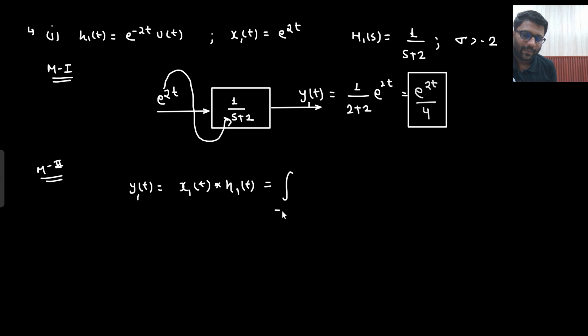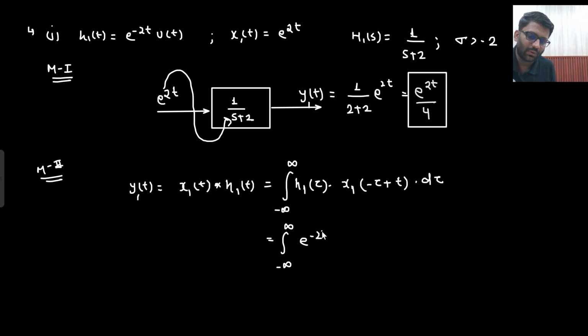So what I will do is keep h1(t) as it is. For the x signal, I will invert it, then shift it by t, and then integrate with respect to tau. So let's see what I am getting. What is my h1(tau)? H1(tau) is e to the power minus 2 tau u(tau).